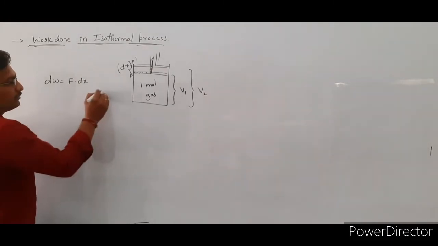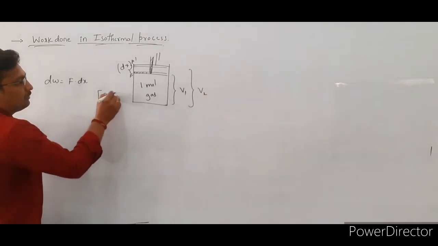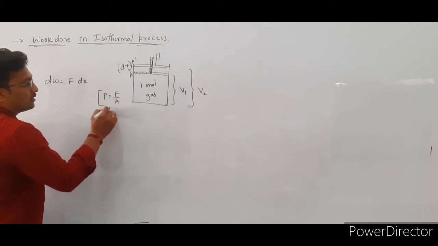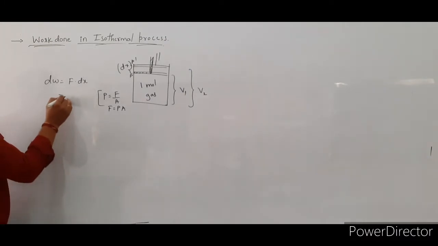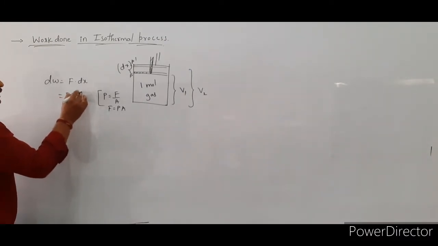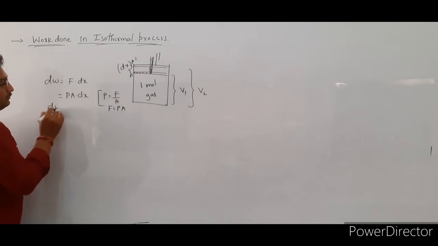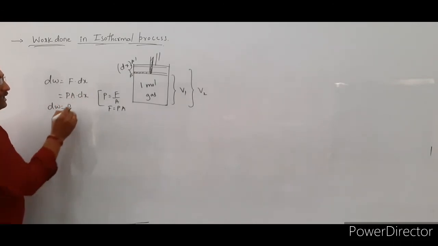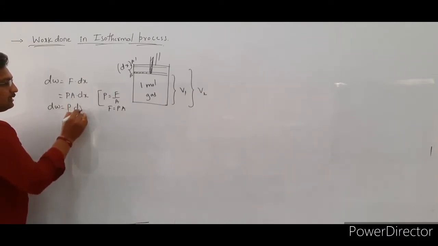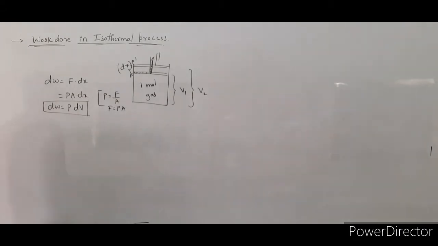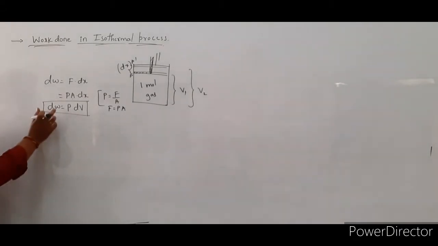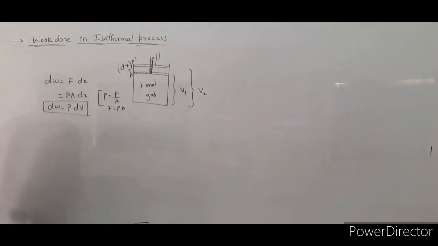In this case, we are using the definition of pressure. Pressure is equal to force per unit area. So from this, force is equal to pressure into area. Substitute this value here, that is pressure into area into dx. Then the small work done is pressure into area into displacement. That is a volume, dV, right? The small work done, dW, is equal to P into dV. Here dW indicates the small work done, P indicates the pressure, and dV indicates the change in volume.